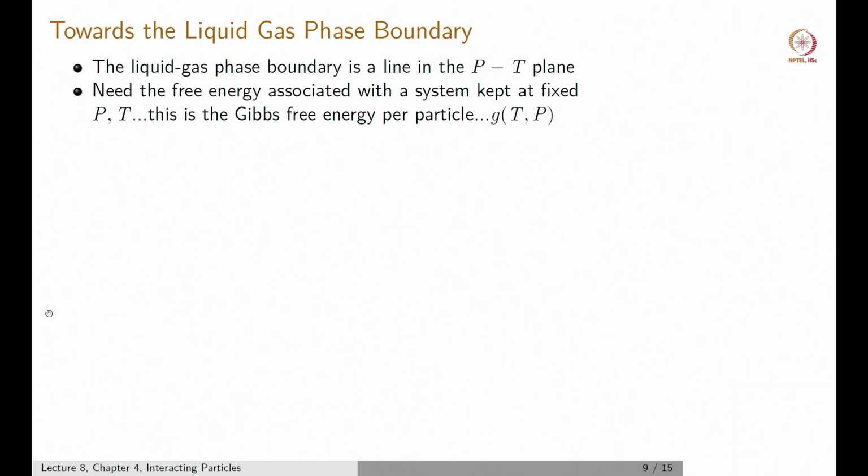So to do this, if you go back a few lectures, we discussed what are the correct thermodynamic potentials we should look at. So if you keep a system at constant temperature and pressure, at a fixed temperature and pressure, then the correct thermodynamic potential to look at is the Gibbs free energy per particle. So this is what I denote by G of T and P.